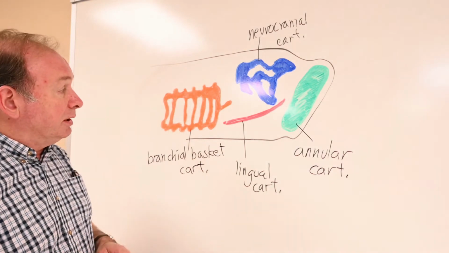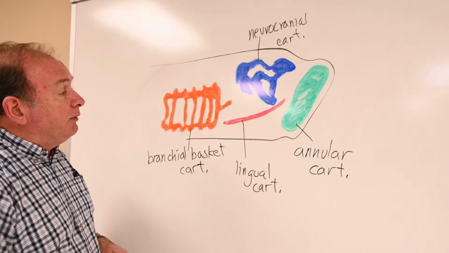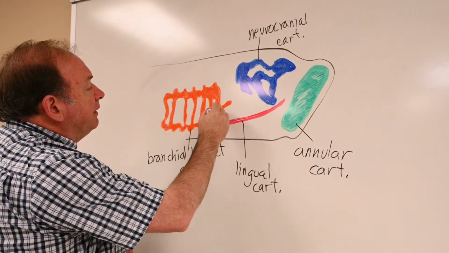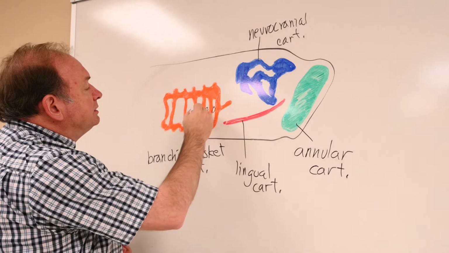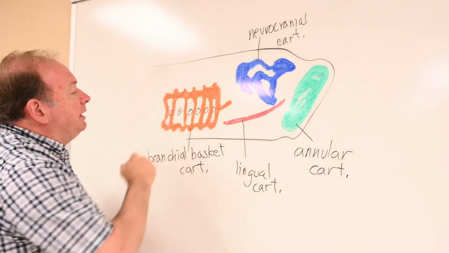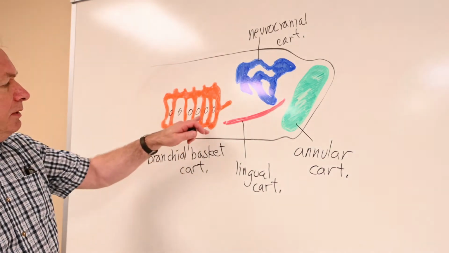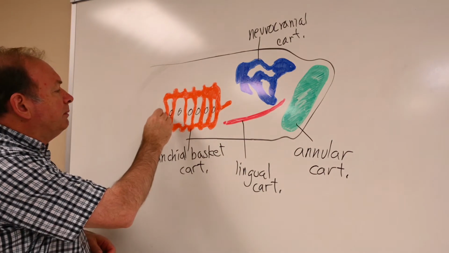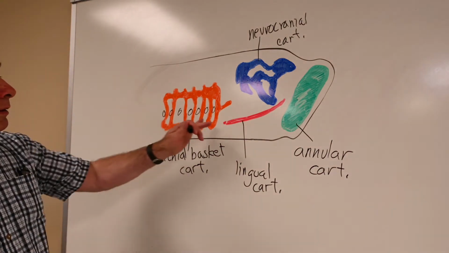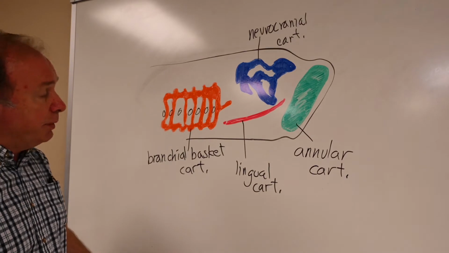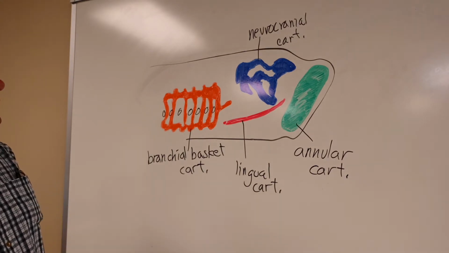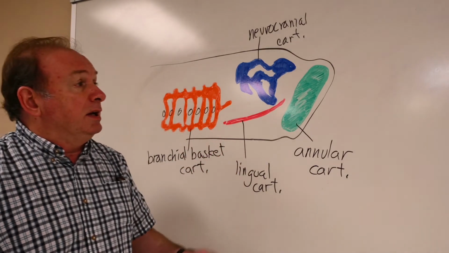Branchial basket cartilage. So that surrounds the gills. If we were to draw the gill openings in here, they would go in sequence along the side of the head, something like that. There's usually 7. I got 6 in there somehow anyway. 7 gill openings on the side of the head of the lamprey. So these are the cartilages you find here.